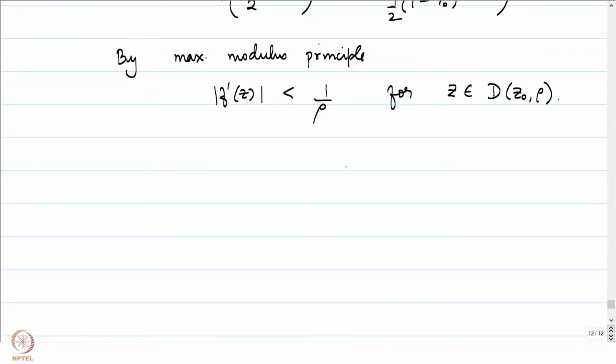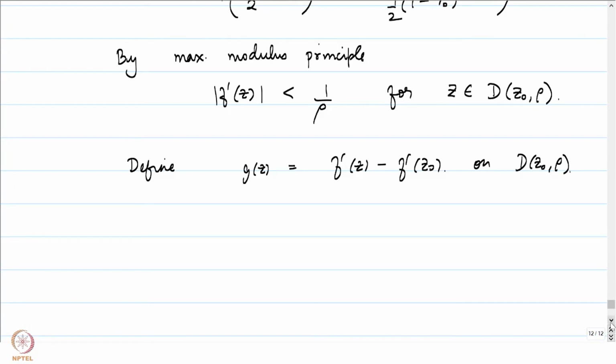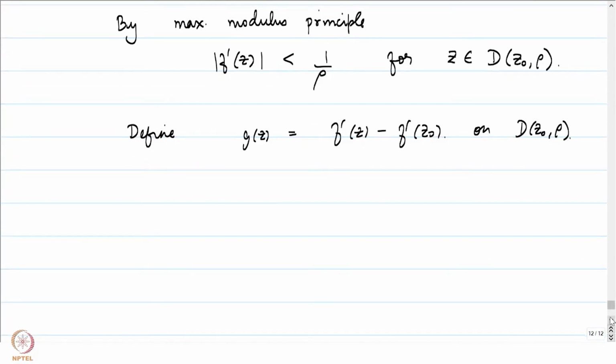Let's now consider the following function. Define g of z to be equal to f prime of z minus f prime of z naught. And if we look at g on D(z naught, rho), then the absolute value of g of z is going to be less than or equal to the absolute value of f prime of z plus the absolute value of f prime of z naught.